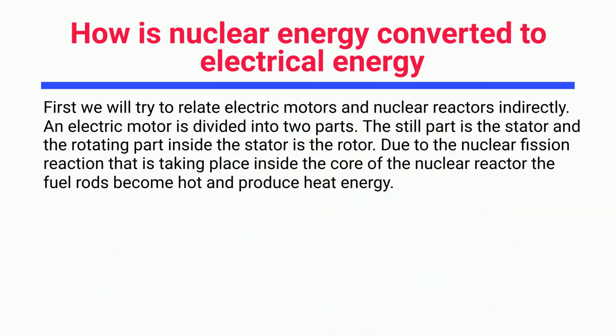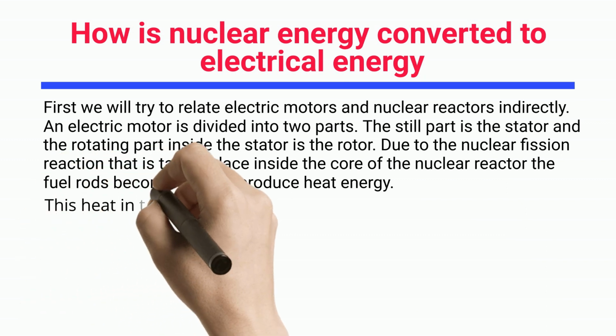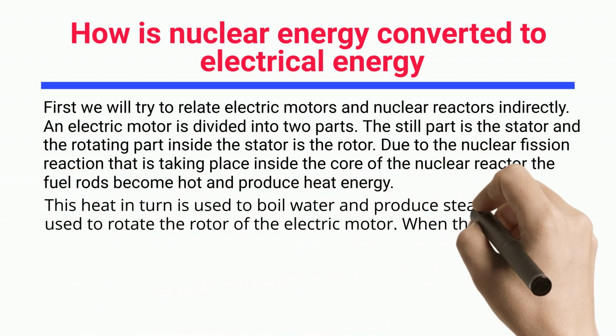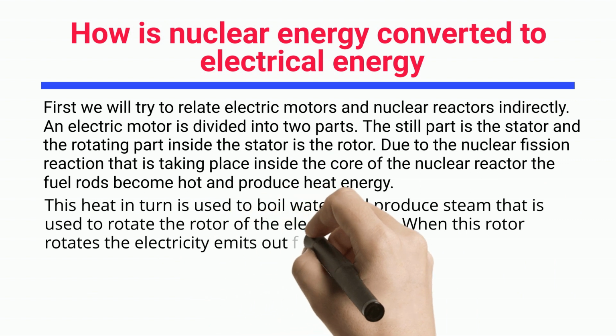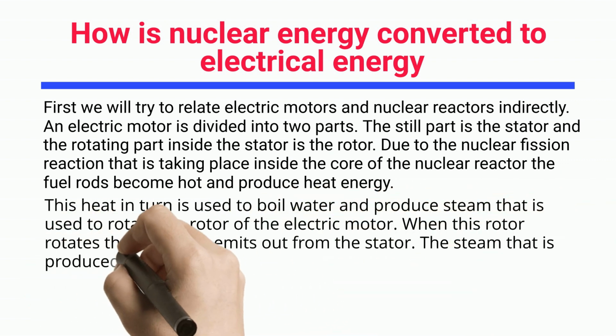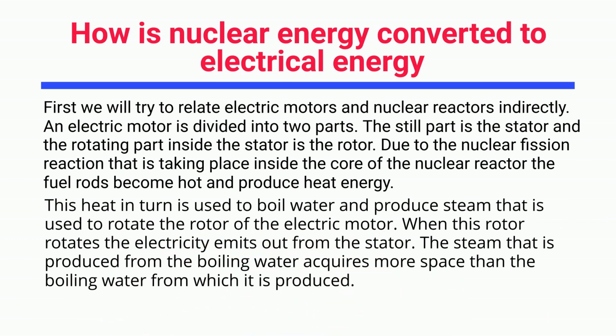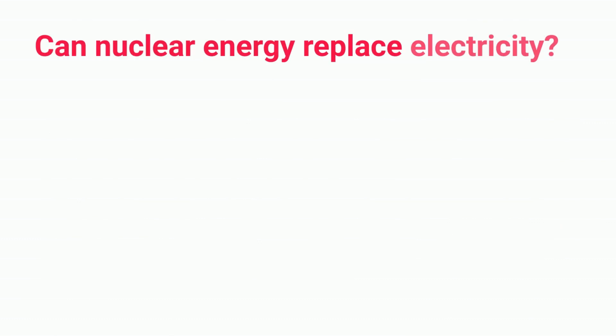Due to the nuclear fission reaction that is taking place inside the core of the nuclear reactor, the fuel rods become hot and produce heat energy. This heat in turn is used to boil water and produce steam that is used to rotate the rotor of the electric motor. When this rotor rotates, the electricity emits out from the stator. The steam that is produced from the boiling water acquires more space than the boiling water from which it is produced.